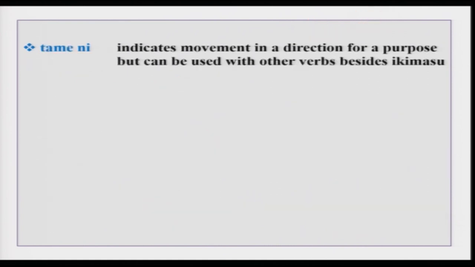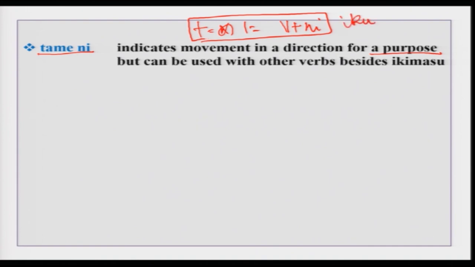Now we have tameni. Tameni also shows purpose, as you can see over here. But what is the difference between tameni and verb plus ni? Just now I told you in the previous slide that with verb plus ni we have iku, and if we want to use another verb, then what do we do? Because this form will only take the verb iku. So now with tameni we can easily use other verbs and show purpose.